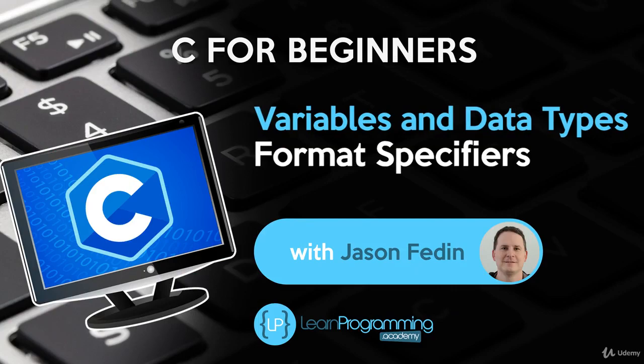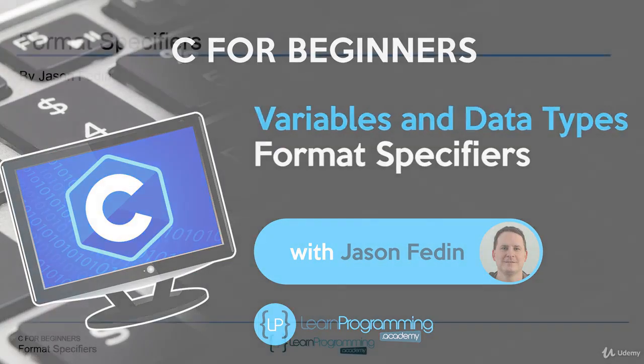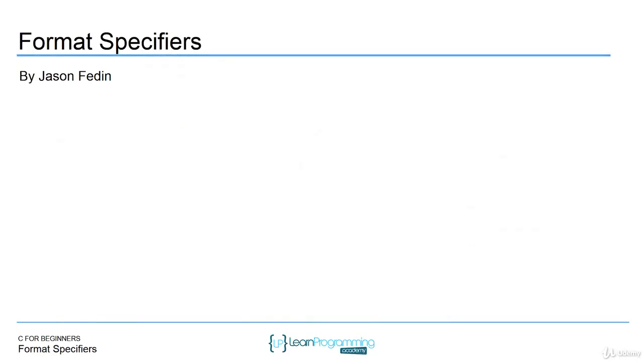Hello and welcome back. In this lecture, I want to talk about format specifiers. This is in the section for variables and data types, and the reason is it's very important to be able to display the value of variables as output. Format specifiers basically help you do that. I want to run through some examples of showing how you can display the value of variables, and we're going to use format specifiers to specify the type of data that we want to display.